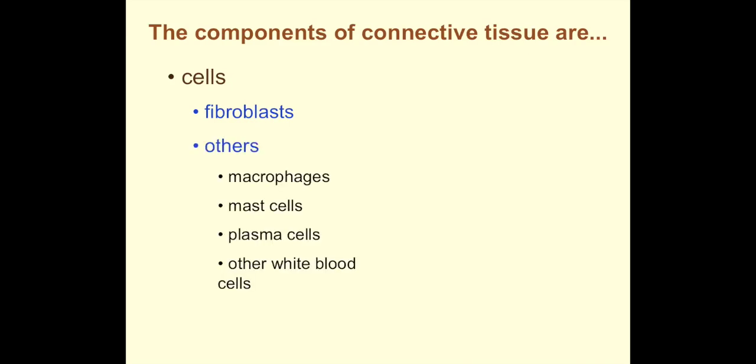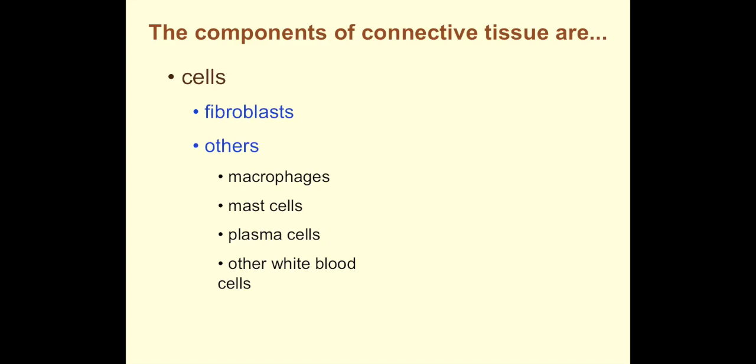We find other cells within connective tissue because, as I said at the beginning, connective tissue is quite often taken over by other components, so blood vessels, nerves, lymphatics, and in fact the immune system is a big component of connective tissue, or may be a big component of connective tissue. So we find macrophages, which are the little resident phagocytes which can engulf anything which has bypassed the epithelium and gone into the connective tissue.